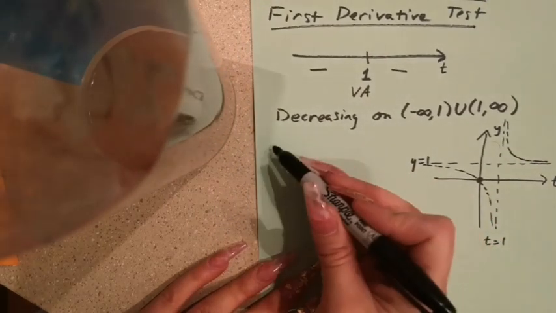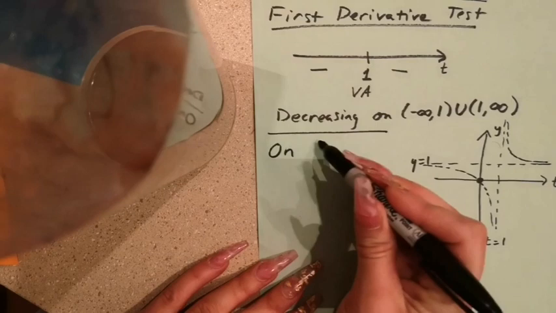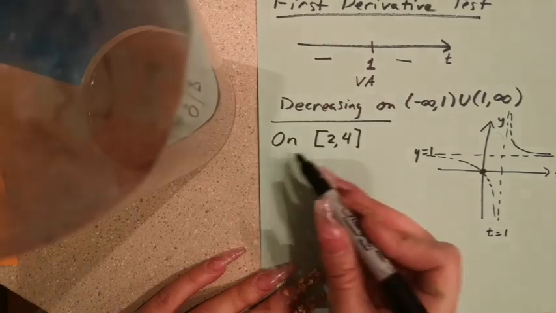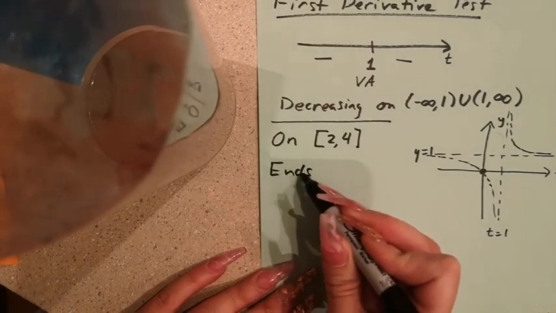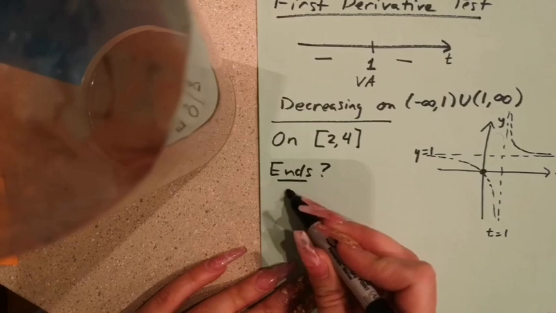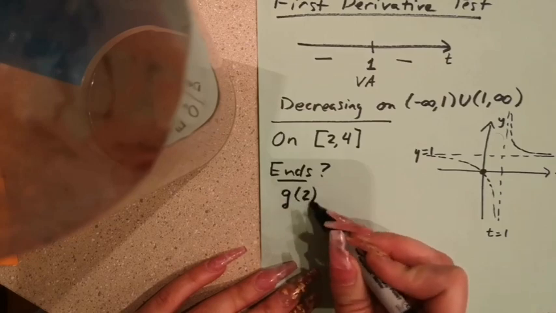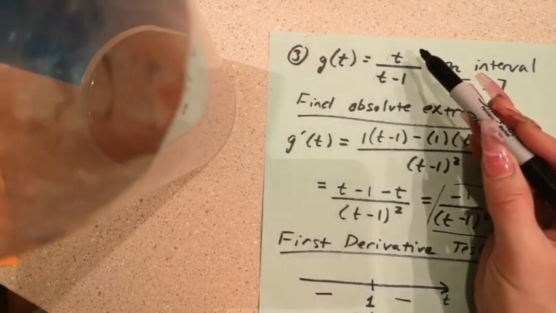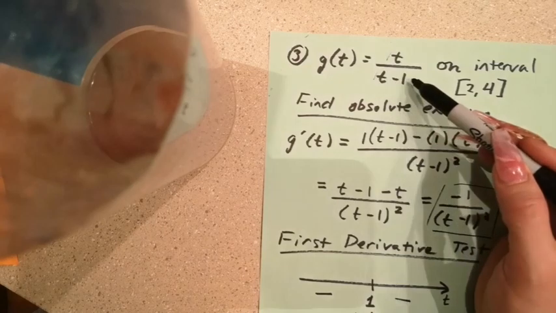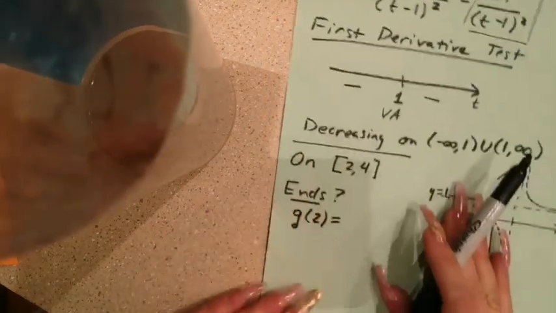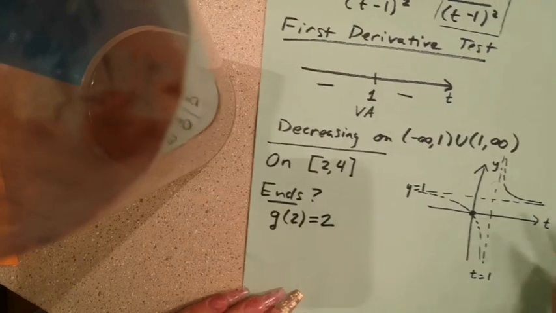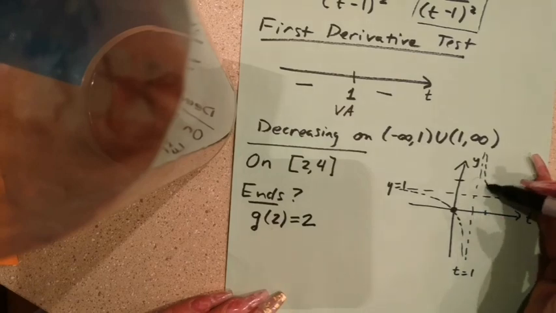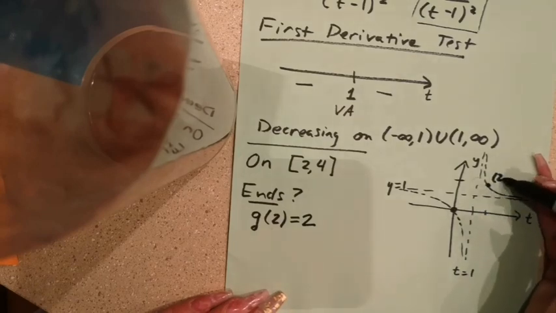So remember, I'm looking specifically on 2 to 4. So what about the ends then? In other words, what happens if I plug in t equals 2, say, to the original function? So I'm going to plug in 2. So I'm going to have what? 2 over 2 minus 1? 2 over 1? So g of 2 is 2. So let me look at the graph. So here's 2 and 2. So there's that point. Seems to match.